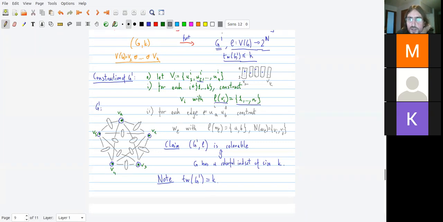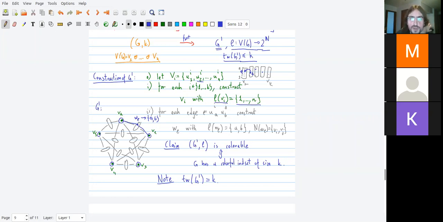Imagine that here we've got an edge, for instance, between v1 and v2, between vertices number a and number b. What I do here is make a vertex adjacent to v1 and adjacent to v2. Let's call it v_ab, or v_e if there is an edge ab, and this vertex will have a list that consists of two colors, a and b. So there's a very short list here.